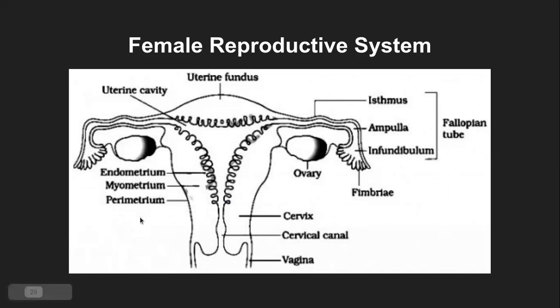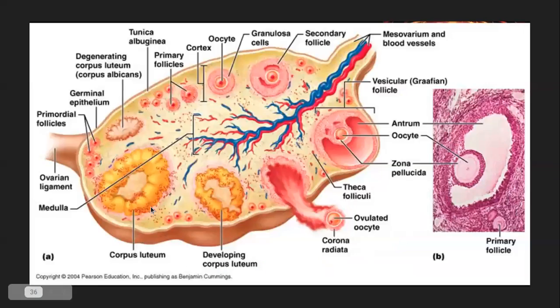Now, three layers: endometrium, myometrium, and perimetrium. Endometrium is the innermost layer, the inner lining of the uterus. Myometrium is whatever is present in terms of tissues from the outer wall to the inner wall, and the outermost wall is the perimetrium. These are the three walls of the uterus structure.